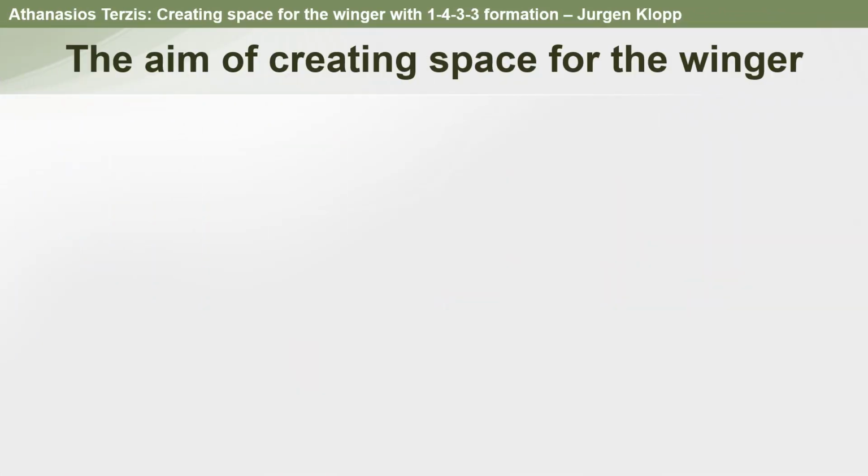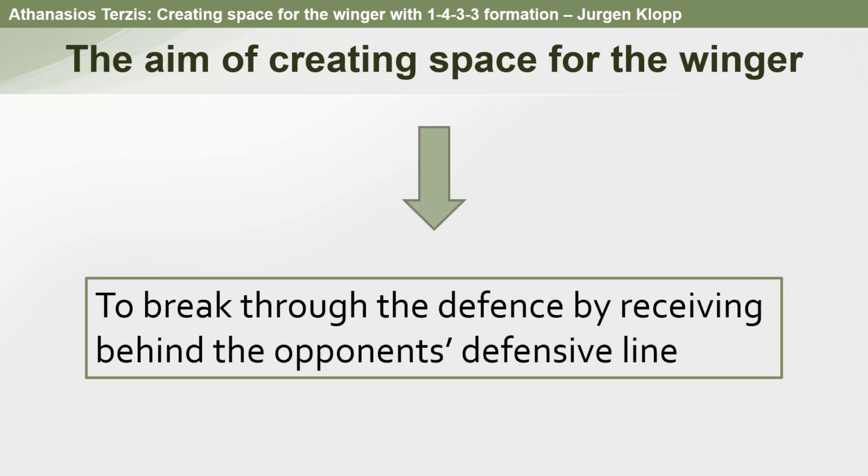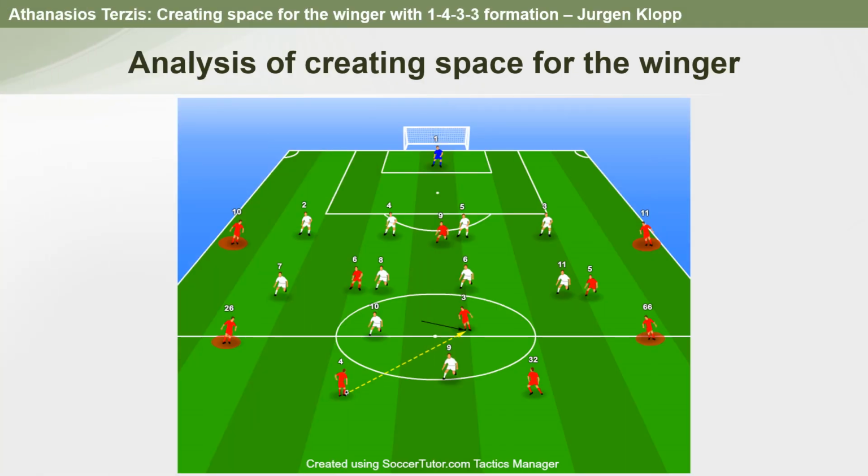The aim of this specific situation is to break through the defense and create a scoring chance by receiving behind the opponent's defensive line. This can be obtained by a single direct pass played by a midfielder or a defender. What is needed is good synchronization in a player's movement and accuracy in passing. All this will be analyzed in the next diagrams of this presentation. Let's move on to analyze how this tactics is applied.